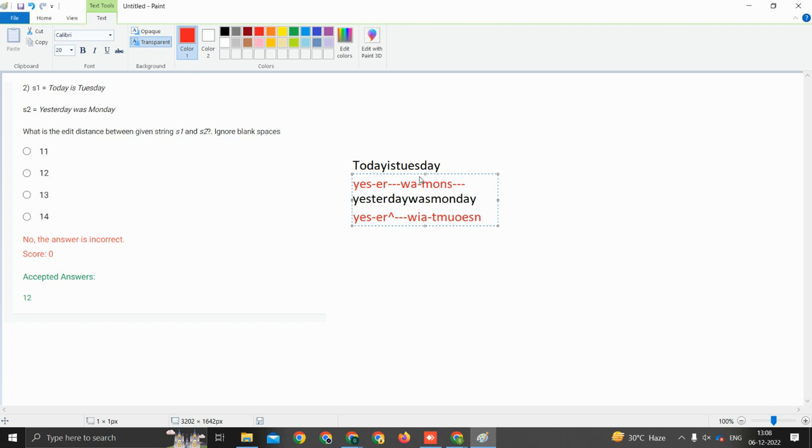Inserting S. No, you'll have to remove S. Wait, am I wrong? Deleting S. I think, yeah. Okay.